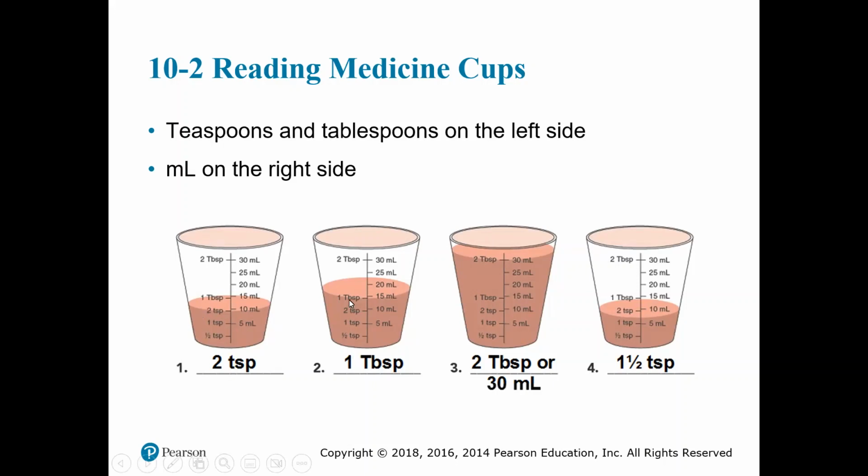Here you have 1 tablespoon is 15 milliliters, and that's because there are 3 teaspoons in 1 tablespoon, so you have that conversion. Here you have 2 tablespoons or 30 milliliters, so doubling this dose here. And then here's an example where you have 1.5 teaspoons instead, so that would be 7.5 milliliters.